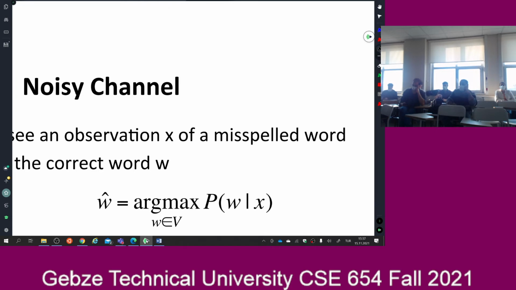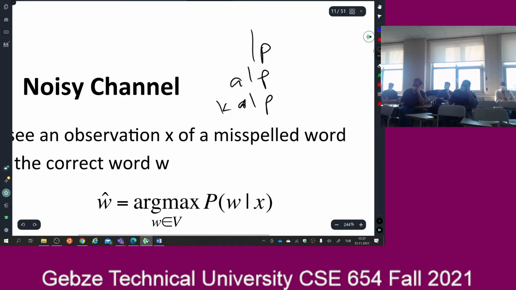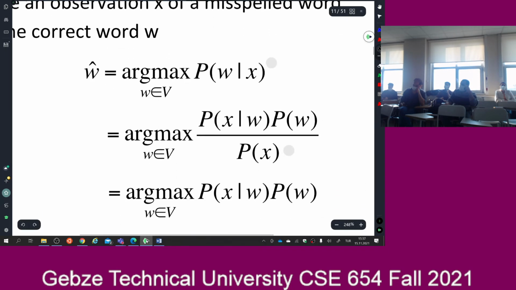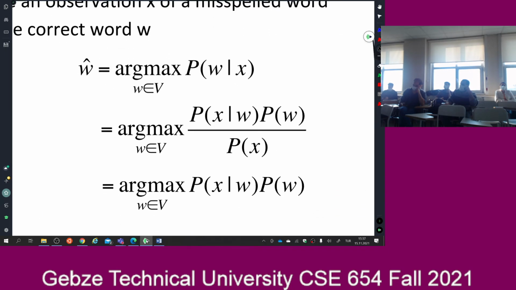But the thing is that calculating this probability is kind of difficult, because if somebody writes something like "kalp" wrongly, what is the original word? It is ALP or KLLP. So calculating this is difficult. Instead they choose this one. They say, why don't we write this formula as this? Just invert the probability again using that Bayes formula.